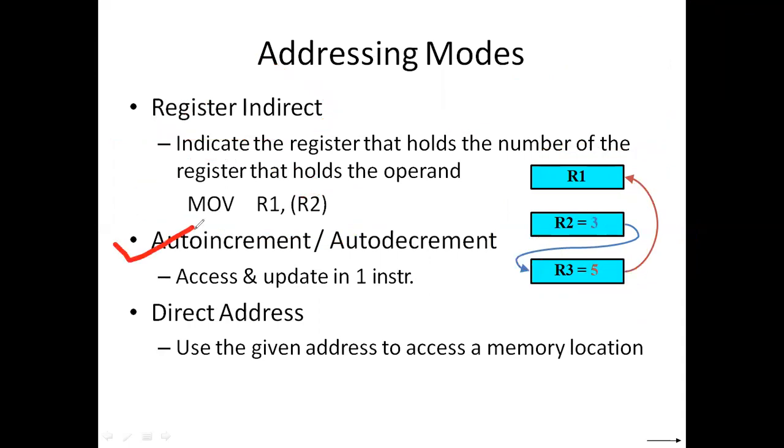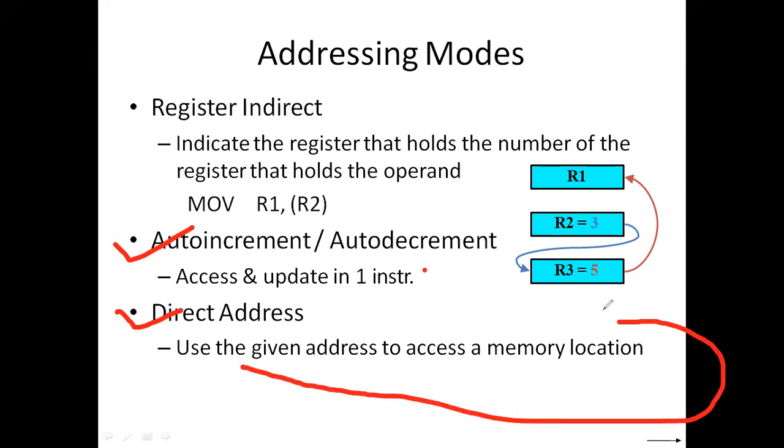Then auto increment and auto decrement: access and update one instruction. That is, you know that increment means one instruction ahead, and decrement means we are decrementing one instruction. So that is a very easy one. Then direct address: use the given address to access a memory location. You are directly specifying the memory location. That is direct address.